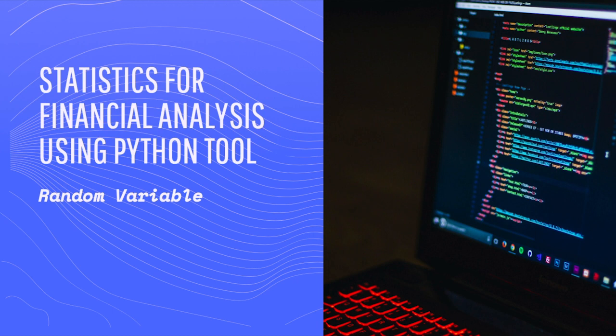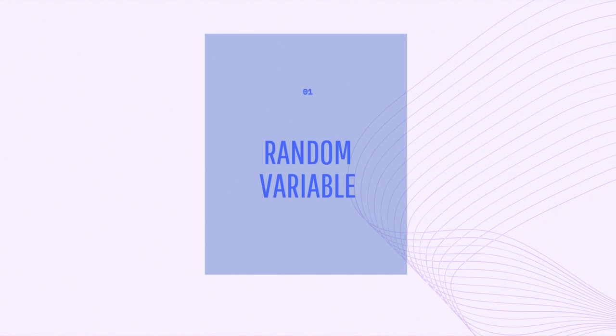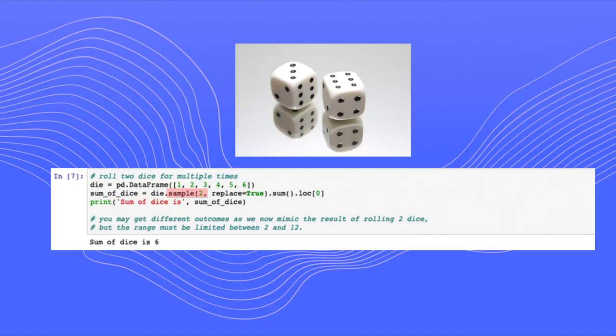In this section, we will discuss what is a random variable, the outcome and different types of random variables. Let's start with a dice game. In this game, we will compute and record the sum of face values of 2 dice.